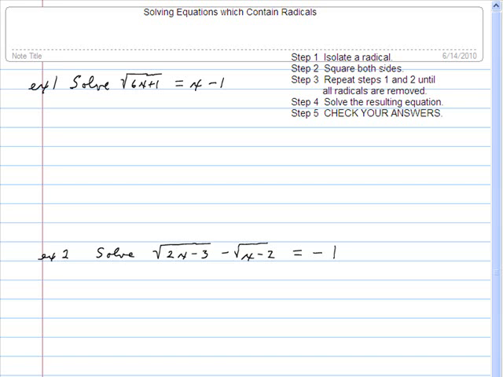Repeat steps 1 and 2 until all radicals are removed. We'll see that in example 2. Step 4: solve the resulting equation by whatever means you have. And then step 5, you see the all capitals, check your answers.